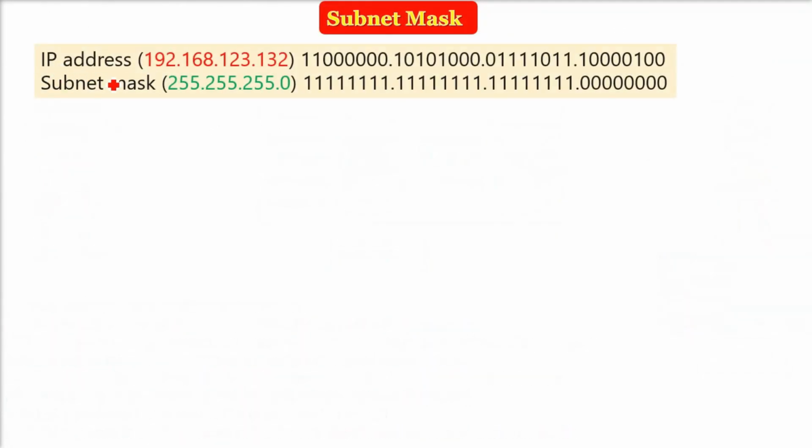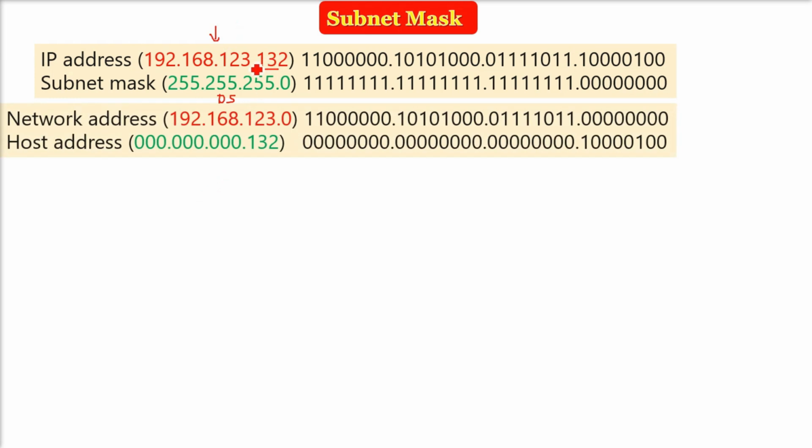We have an IP address. Now this is 192.168.123.132. If you convert it into binary, this is the form. Always the IP address is dotted decimal. Subnet mask is also dotted decimal. So this is a class C addressing. Class C, the default is 255.255.255.0. So this IP address and subnet mask, it gives you the network address.